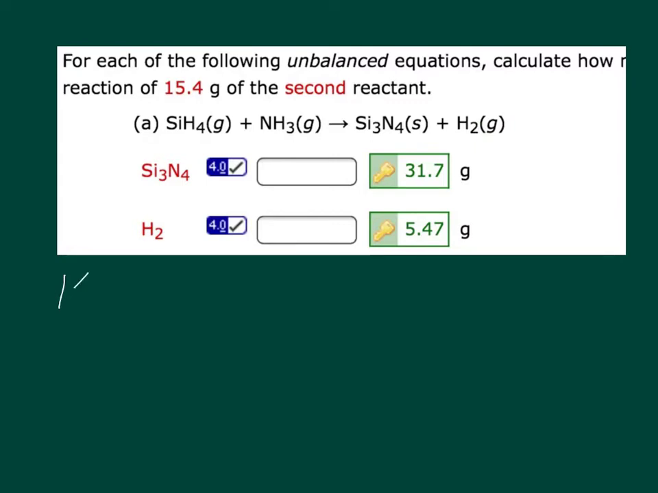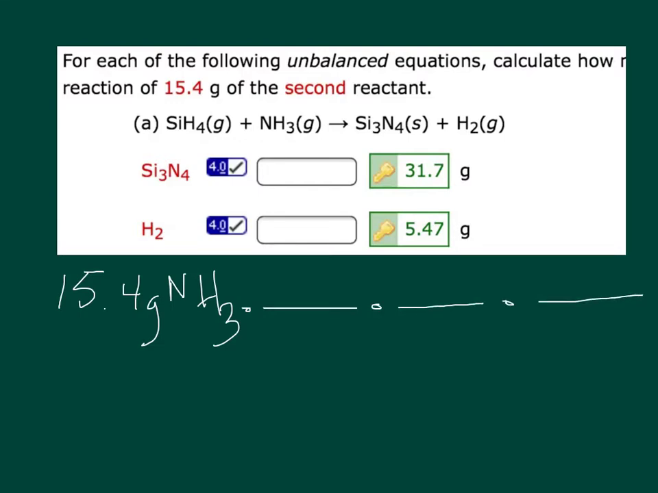So we'll start with 15.4 grams of the second reactant, which is NH3. I'm probably going to run out of room squeezing it in here. And we're going to have 3 lines. You always do this if you're going grams to grams. The very end is going to be grams up at the top, but it's going to be the grams of the thing you're trying to find, which in this case is the Si3N4. And down here is 1 mole, and it's also the Si3N4.